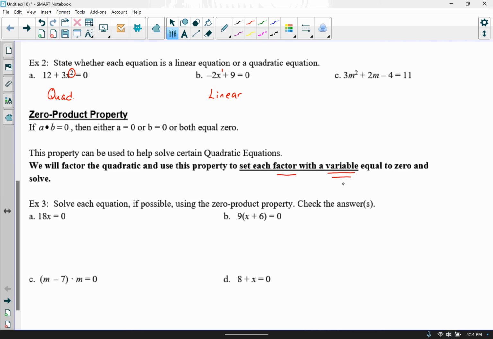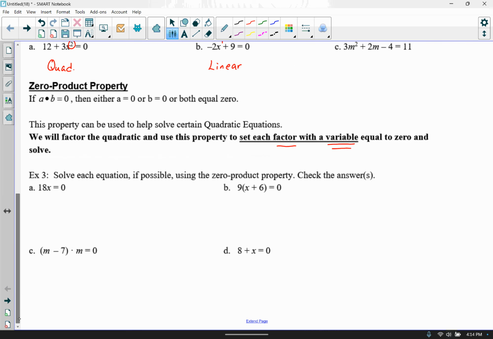So down below in example 3, I'm going to go ahead and do this whole example with you. It says solve each equation. So in part A here, you've got 18x equals 0. That's very straightforward to solve for x. I'm just going to divide both sides by 18. And so x equals 0. That's your one and only solution there.